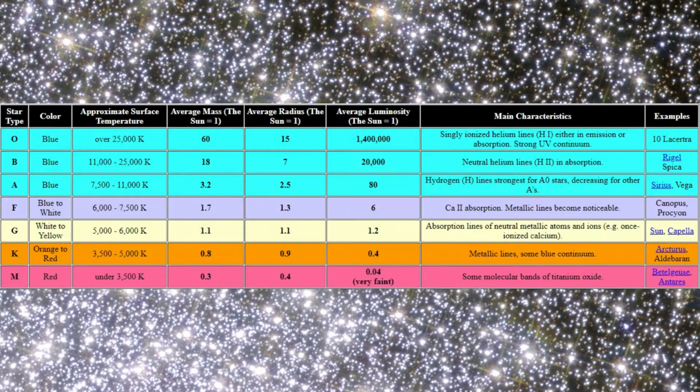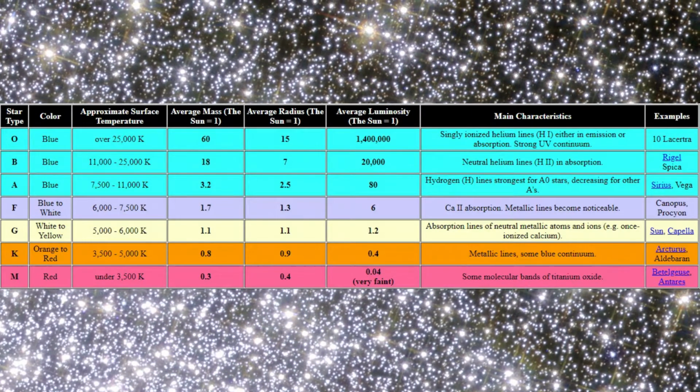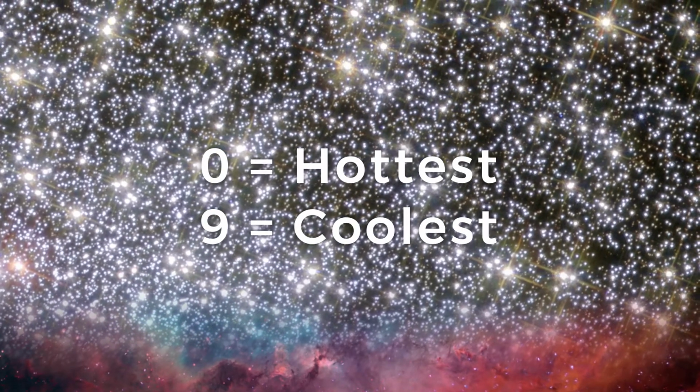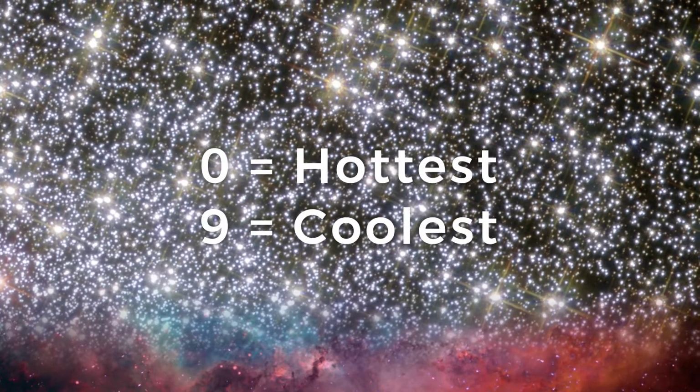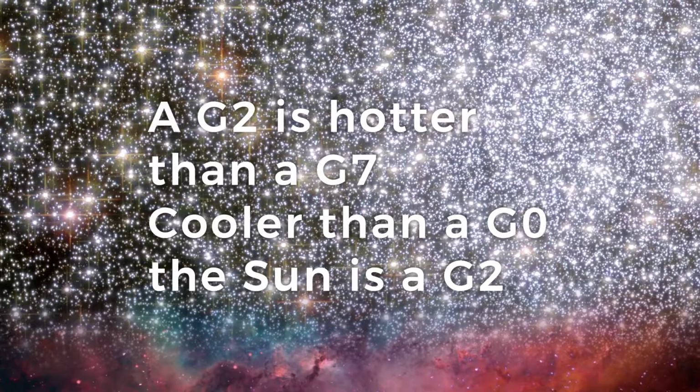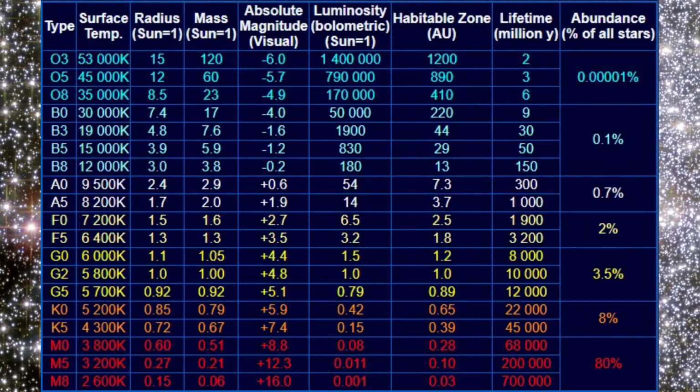But stars can be more accurately categorised under this system by the addition of a number from 0 to 9. Beginning with 0 is the hottest and 9 is the coolest. So, for example, a G2 star is hotter than a G7 star, but cooler than a G0 star. Similarly, a B9 is cooler than a B4.